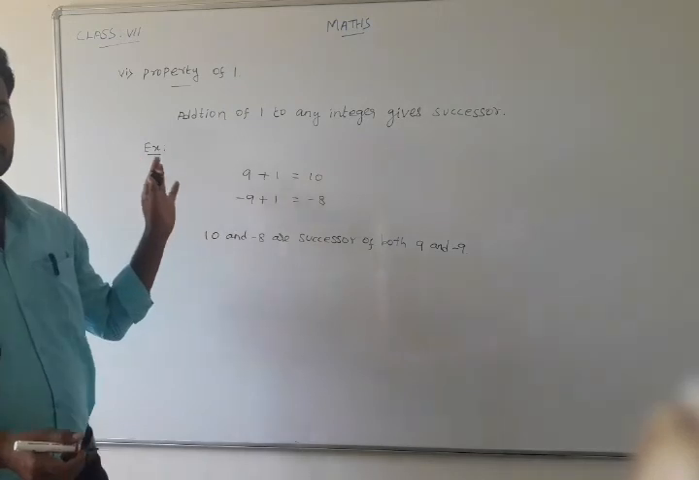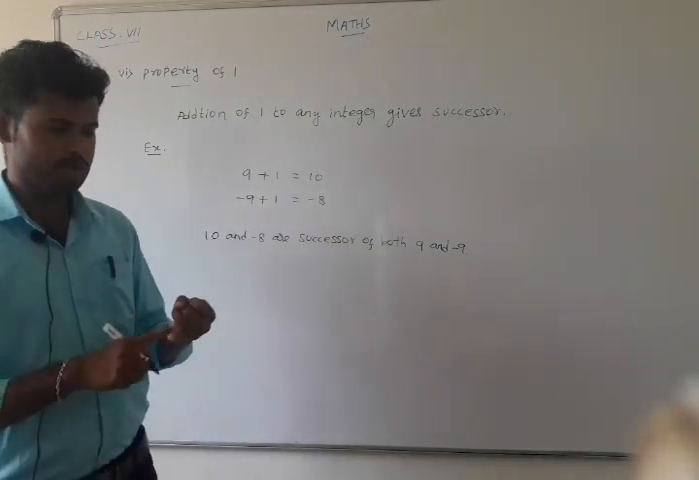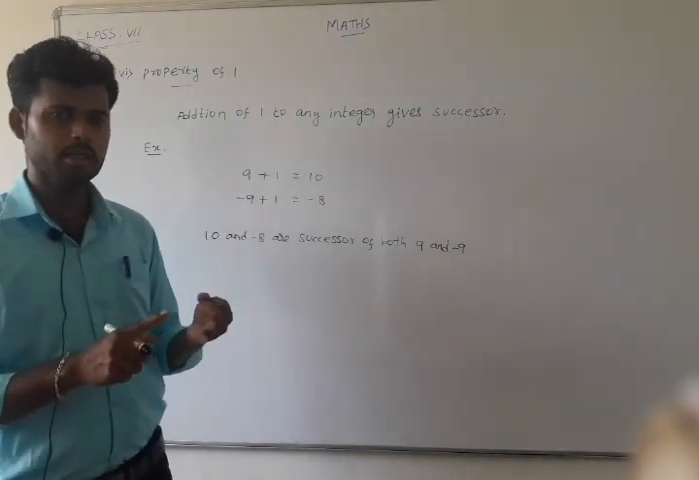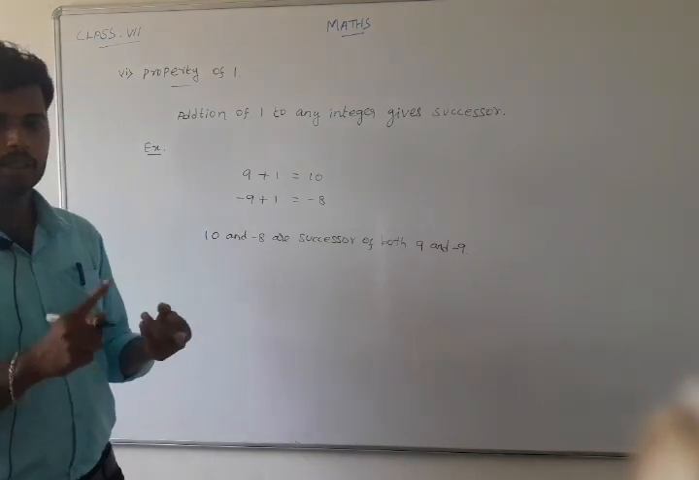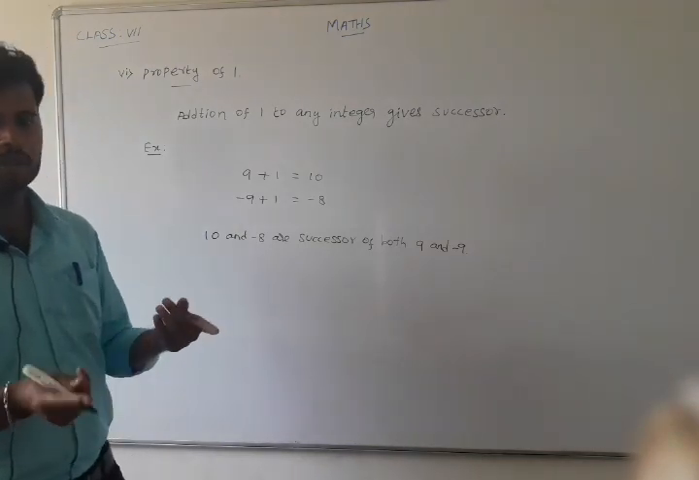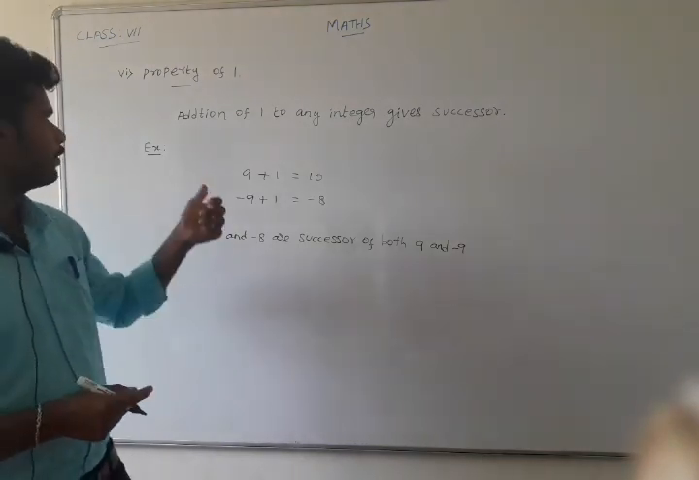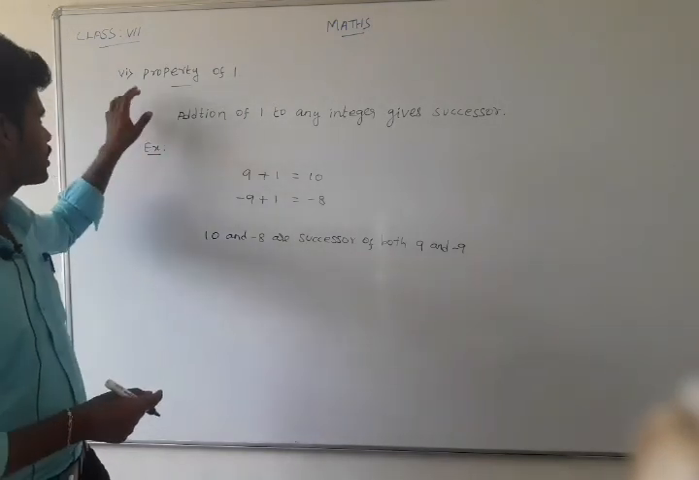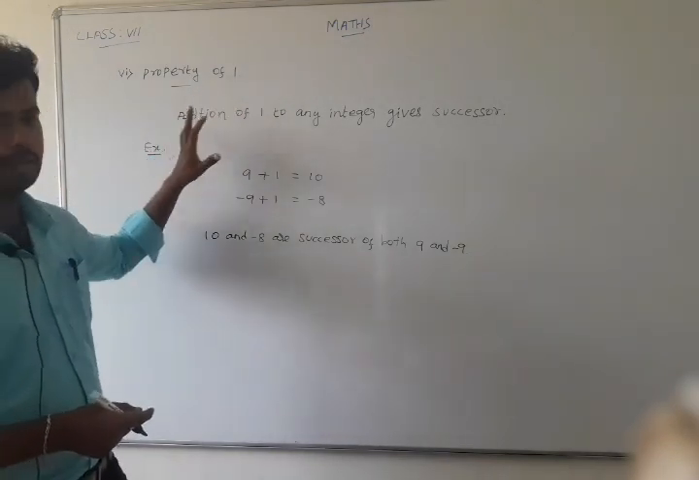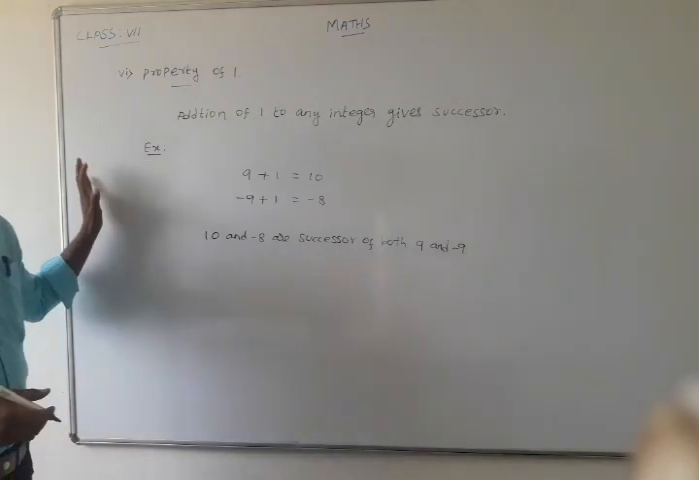These are the full properties of addition. First one closure property, second one commutative property, third one associative property, fourth one additive identity, fifth one additive inverse, sixth one property of 1. These are the full properties of addition.